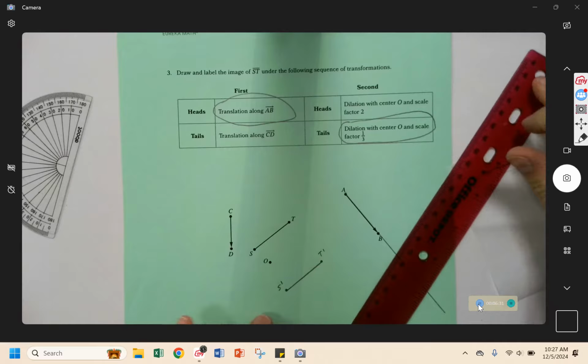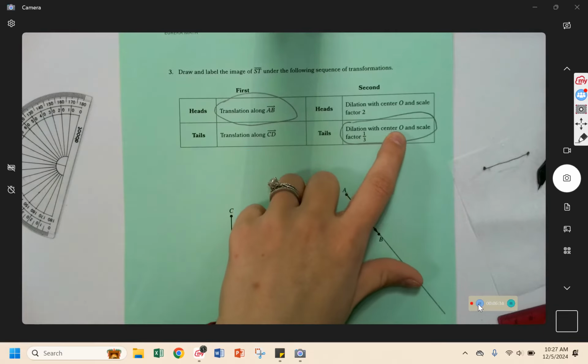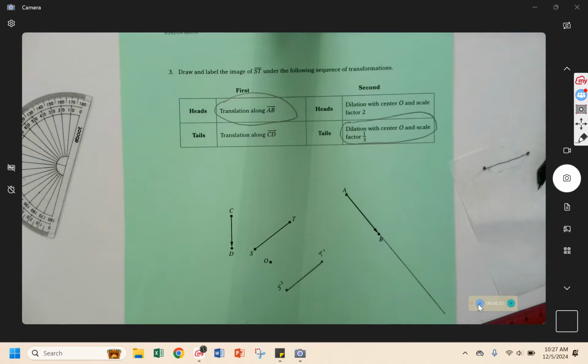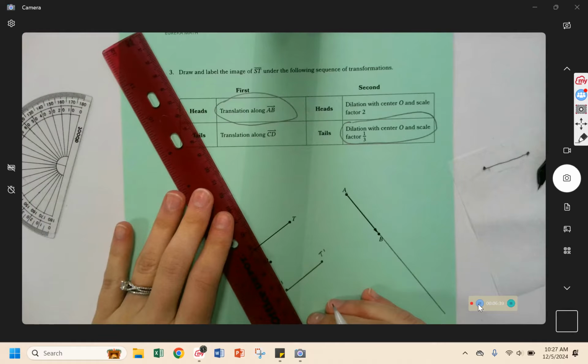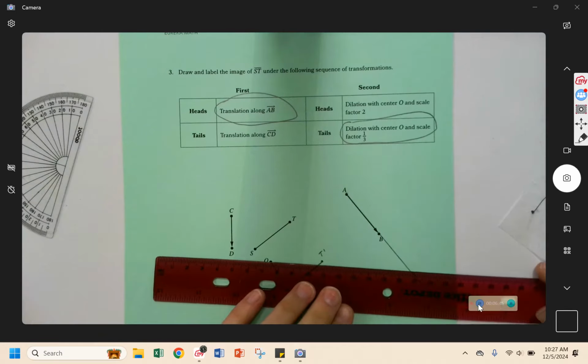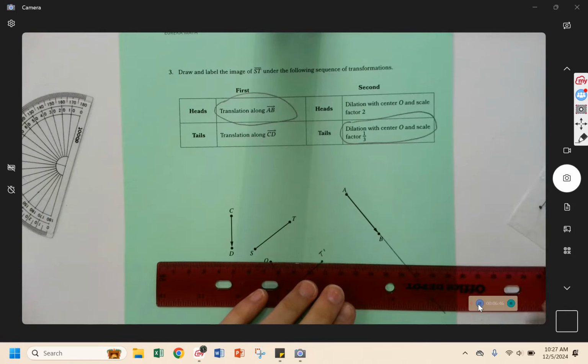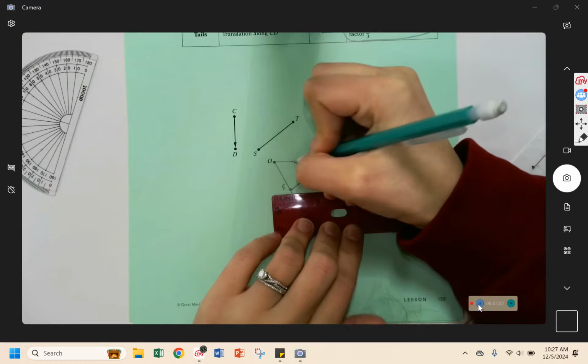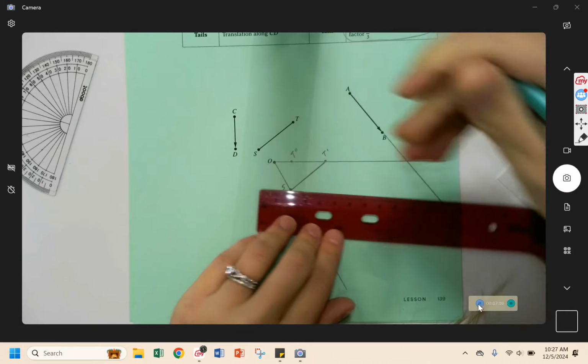Then our second piece is to dilate from center O with a scale factor of 1/3. So we're going to draw lines through center O. And we're going to measure that distance and split it in thirds. So I'm going to use probably my centimeter side. This appears to be around 3.3 centimeters, so a third of that would be 1.1. So I'm going to place a dot here for T double prime.